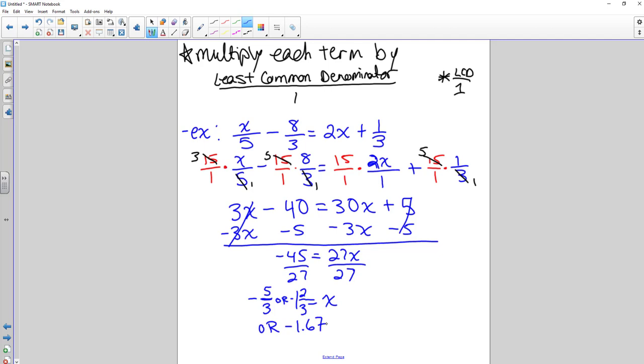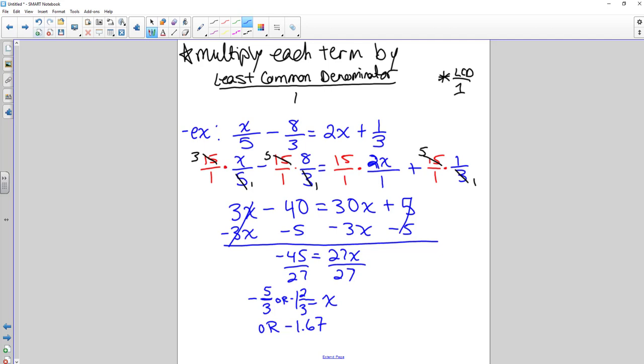Okay. And just like normal, I could plug this in. Since I'd be plugging in a fraction, or a decimal, you might want to just estimate what this side is, and make sure it's approximately equal to this side. It might not come out exactly right, but it should be approximately the same thing on both sides if I got the right answer.